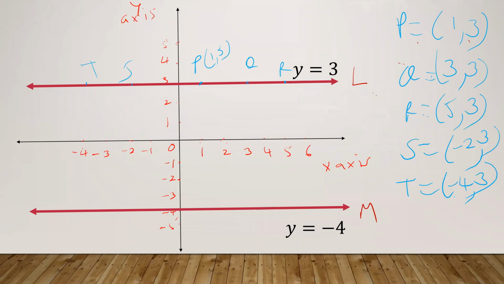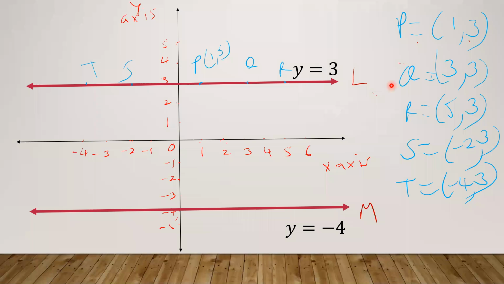Let us see the observation, what you have observed. If I take any point on this line, you observe that the y coordinate is the same, 3. So what is the special thing about this line? Any point you take on this line, its y coordinate is the same, 3. So we say that y equal to 3 is the equation of this line L.